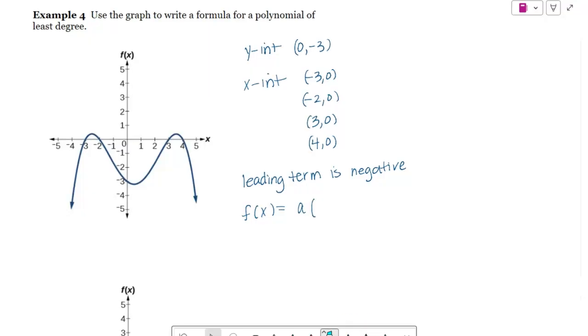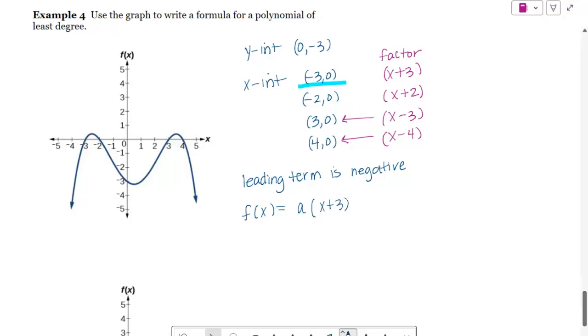So when I have -3 as one of the zeros, the factor for that would look like x plus 3. This is how it would have gotten -3 as a 0. Here the factor would have been x plus 2. This would have been x minus 3. And this would have been x minus 4. Again, these are what the factored version looks like that lead to these zeros. So I'm going to write x plus 3, x plus 2, x minus 3, and x minus 4. So that would be the factored version that gives us all of those x-intercepts.